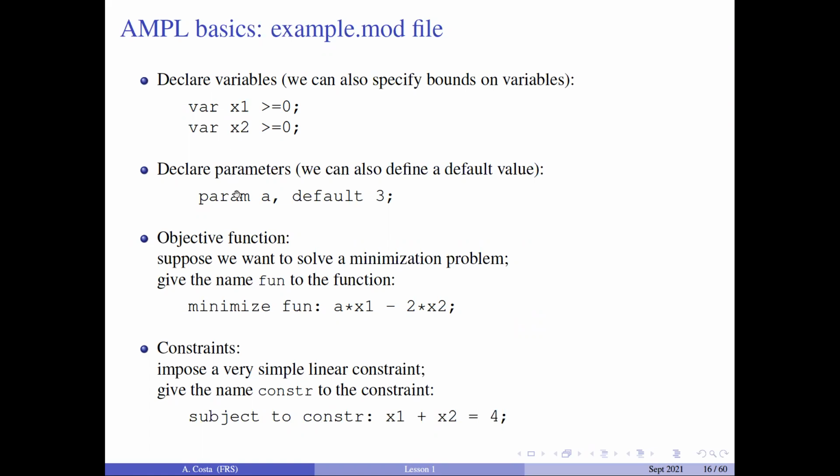Variables are declared like that, then parameter and objective function. What is missing? Constraint. Remember, I told you there is this ST in the constraint that means subject to. Well, here you do exactly the same. You have to write subject to, the name of the constraint, and then here you write the constraint. So in this case, this problem is we want to minimize the function 3x1 minus 2x2, where x1 and x2 are greater than or equal to 0, and x1 plus x2 must be equal to 4. This is the kind of problem we are solving here, okay?